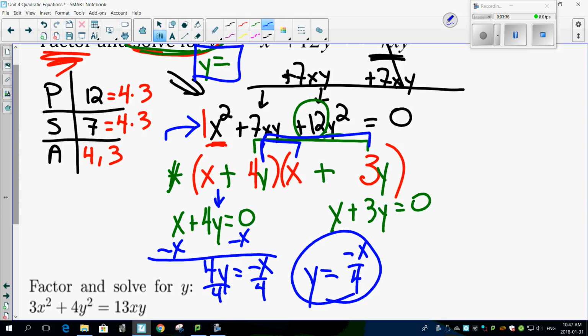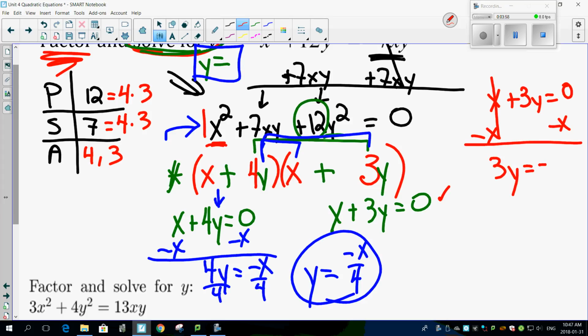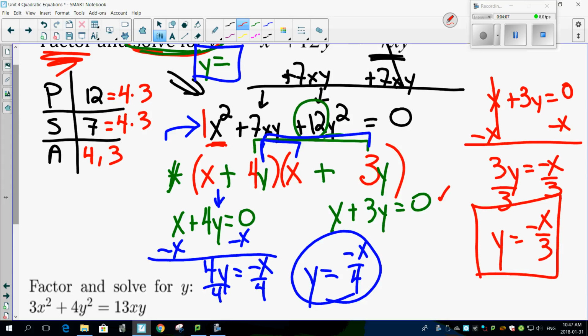There's my first answer. And yes, I know the answer's in terms of an x, but so what? That's what it's asked you to find. Find me the y equals something. So let's do the same thing to this one right here. I'll write it over here for just a bit more room. Okay, so you got x plus 3y equals 0. Let's get rid of the x again. That's gone, leaving you 3y equals negative x. Now, divide by 3, you have y equals negative x over 3. So both of these are y equals something. They just happen to have an x in the equation.